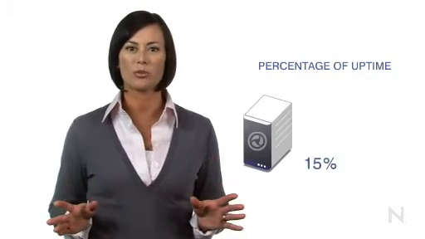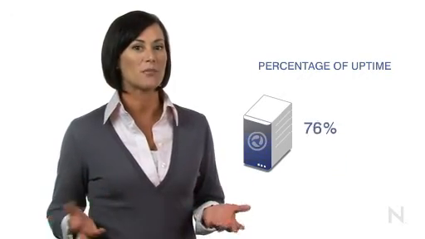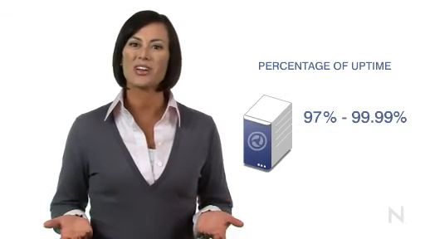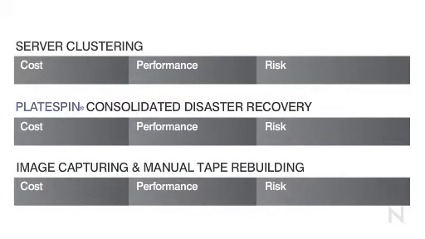PlateSpin disaster recovery and availability provides exceptional performance, delivering uptime between 97% and 99.99% a year. This translates to server downtime between 1 hour and 11 days in a single year. Server clustering offers the best protection, but does so at a high price.